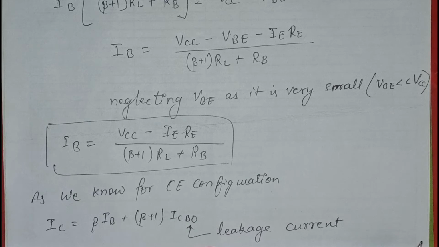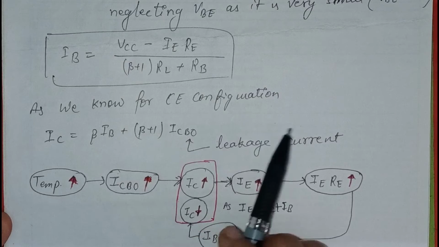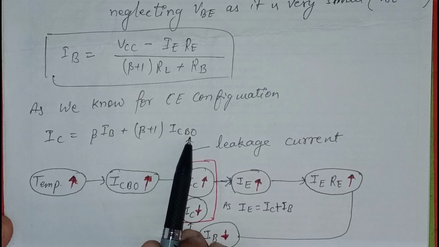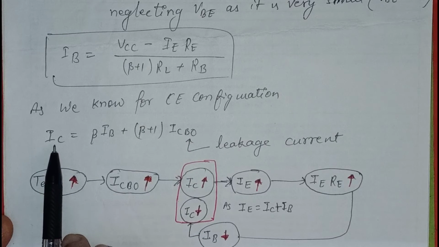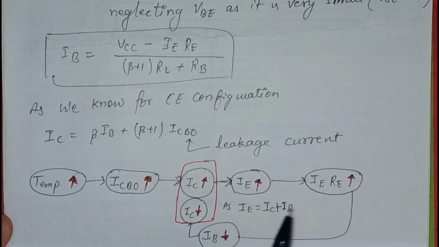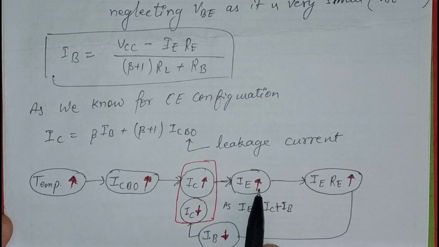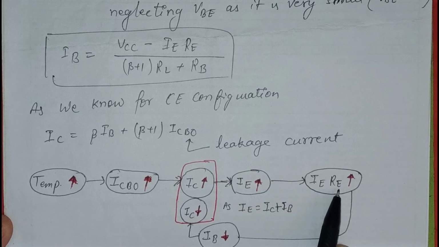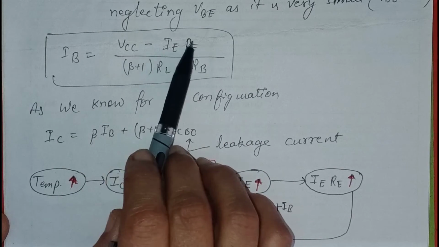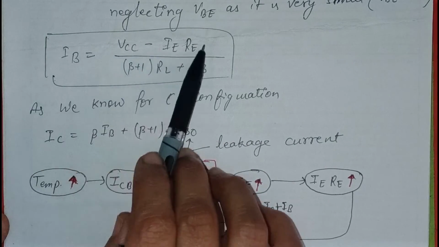Now as we know, IC equals to beta IB plus beta plus 1 ICBO, and this is the leakage current. Now we'll see how stabilization is achieved. As the temperature increases, this ICBO, means leakage current, increases. As this is directly proportional to this, IC will also increase. As the IC increases, IE also increases because IE equals to IC plus IB. Now as IE increases, IE into RE means voltage drop across RE increases. As this voltage drop is coming in this equation, as this term increases, this will decrease the numerator.